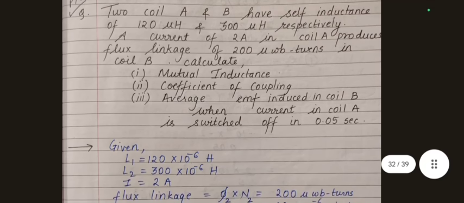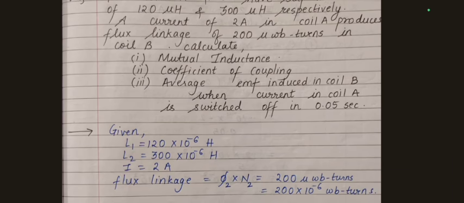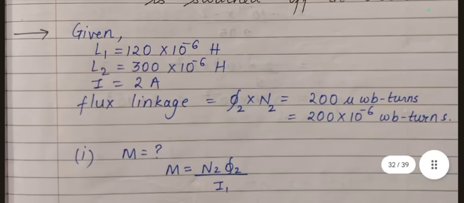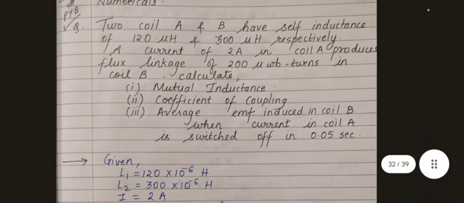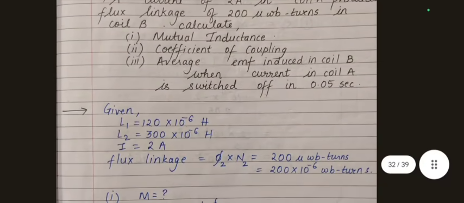Then current is given, 2 ampere in coil A, which produces flux linkage. Now when I was explaining flux linkage, I told you that some numericals contain flux linkage, and that time you will get confused about what flux linkage is. So remember, it is phi into N, that is magnetic flux into number of turns. So here I have written flux linkage, that is phi 2 into N2. It is given to us as 200 micro Weber turns, so we will write 200 into 10 raised to minus 6 Weber turns in coil B.